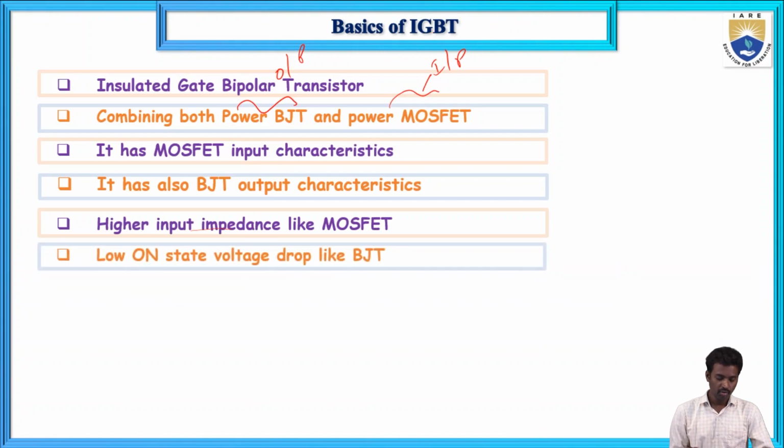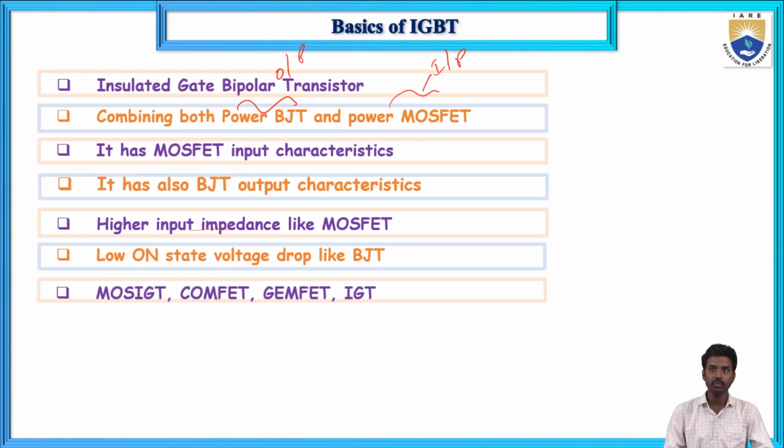And next, the important thing in the power BJT output is low on-state voltage drop. This is the output characteristic of power BJT. The IGBT has a low on-state drop like the power BJT. Another name for this IGBT: MOS IGT, COMFET, GEMFET, and IGT. So these are the other names.